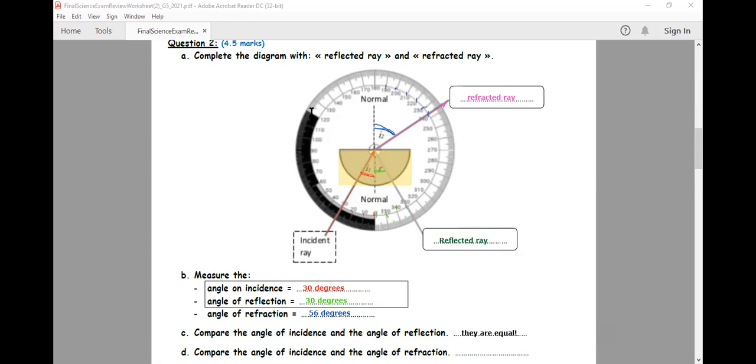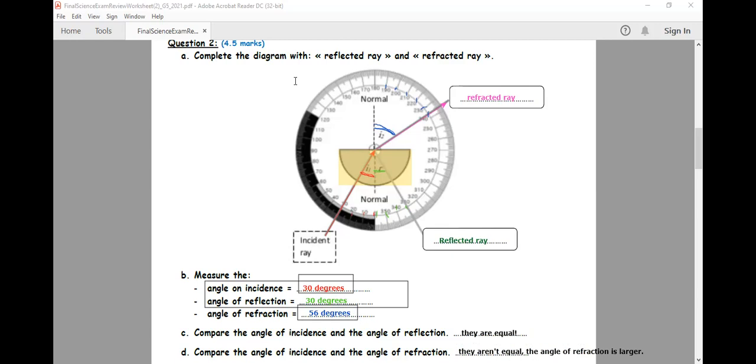Compare the angle of incidence, which is 30 degrees, with the angle of refraction. They're not equal. The angle of refraction is different because it was bent. That's right. They aren't equal. The angle of refraction is larger than the angle of incidence because it bends. So in here, they didn't tell us to determine, so no need to tell why.